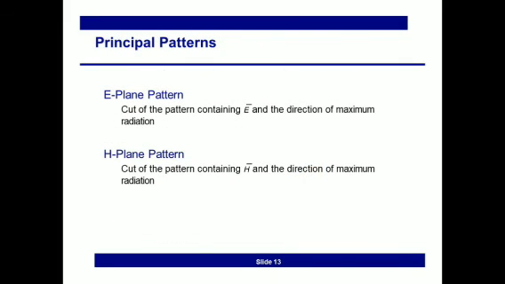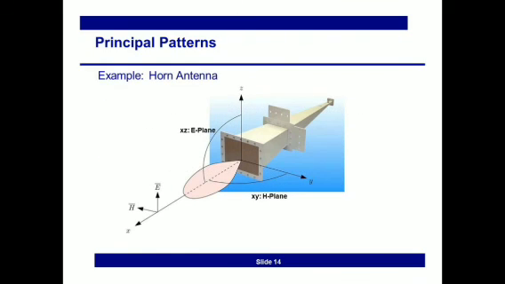The principal patterns are also called the E plane pattern, because this pattern contains the electric field vector and the direction of maximum radiation, and the H plane pattern, which contains the H field vector and the direction of maximum radiation. So, these are the principal patterns of the horn antenna. We can see over here that there are 2 principal planes, the E plane and the H plane. The E plane is found by taking the plane containing the E field vector, and the H plane is taken in the plane containing the H field vector.